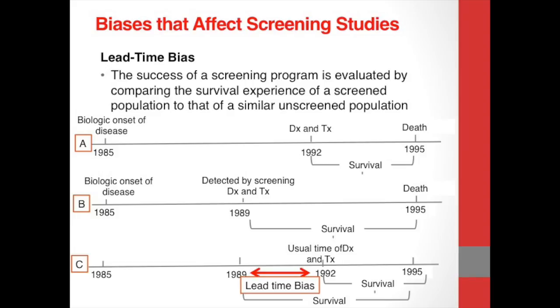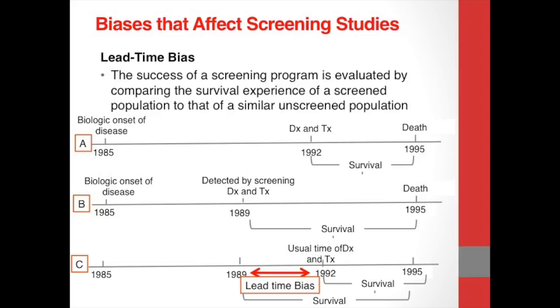In scenario a disease starts in 1985, is diagnosed in 1992, and the person dies of the disease in 1995. Survival is 3 years after disease is detected. In diagram 2, we institute an effective screening program. The disease starts in 1985 and is detected by the screening program in 1989. The person dies of the disease in 1995.